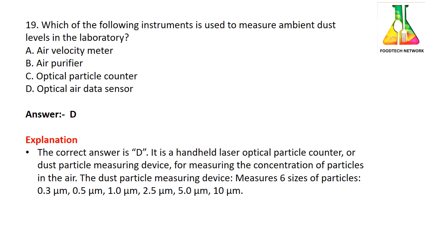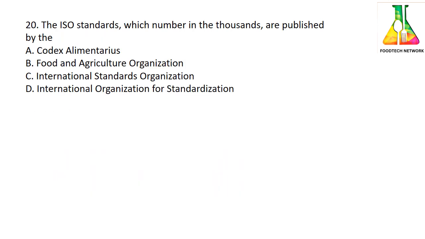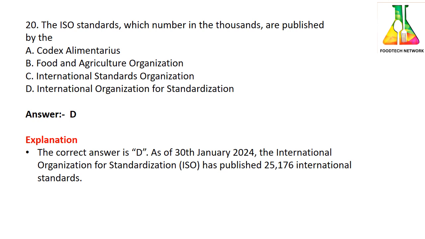The ISO standards, which number in the thousands, are published by: option A, Codex Alimentarius; option B, Food and Agriculture Organization; option C, International Standards Organization; option D, International Organization for Standardization. So D, that is International Organization for Standardization.